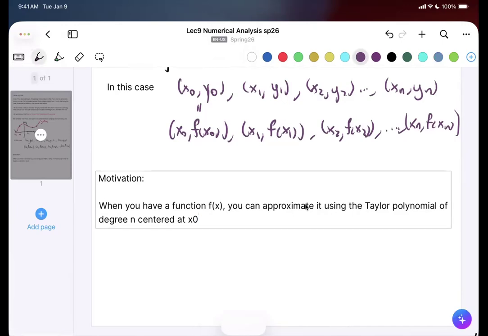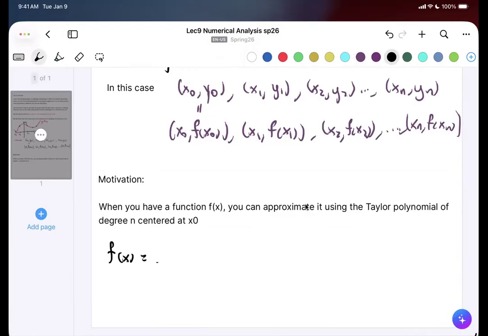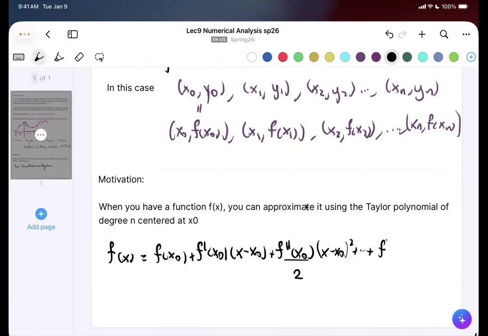As you remember, hopefully, we mentioned this a little bit before when we were talking about error estimates. The idea in the Taylor expansion is that f of x is like f of x0 plus f prime of x0 times x minus x0, plus f double prime of x0 over 2 times x minus x0 squared, and so on. And then you continue up to the nth derivative at x0 times x minus x0 to the n, over n factorial.